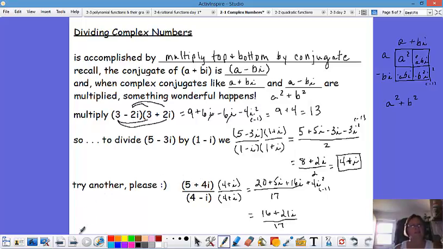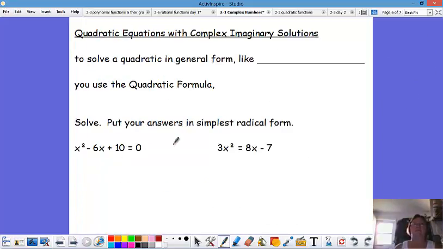Very good. All right, let's see what else is in this flip chart. Oh, here's one of the big reasons why we need those imaginary numbers, because there were quadratics that we could not solve before, but since we have those complex imaginary numbers, now we can.